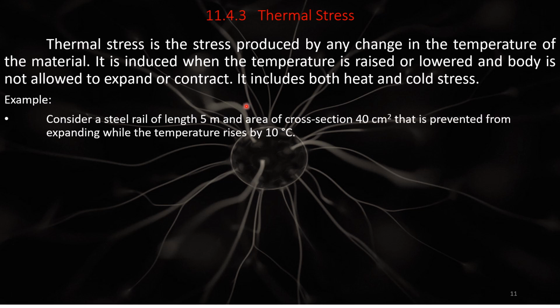Example. Consider a steel rail of length 5 meters and area of cross section 40 centimeters square that is prevented from expanding. That means it is not allowed to expand while the temperature is raised by 10 degrees centigrade. So the temperature increases by 10 degrees centigrade, its area of cross section is 40 centimeters square and length is 5 meters. The coefficient of linear expansion alpha L of steel is 1.2 into 10 to the power of minus 5 per Kelvin. This is from the tables we had shown in the previous slides.